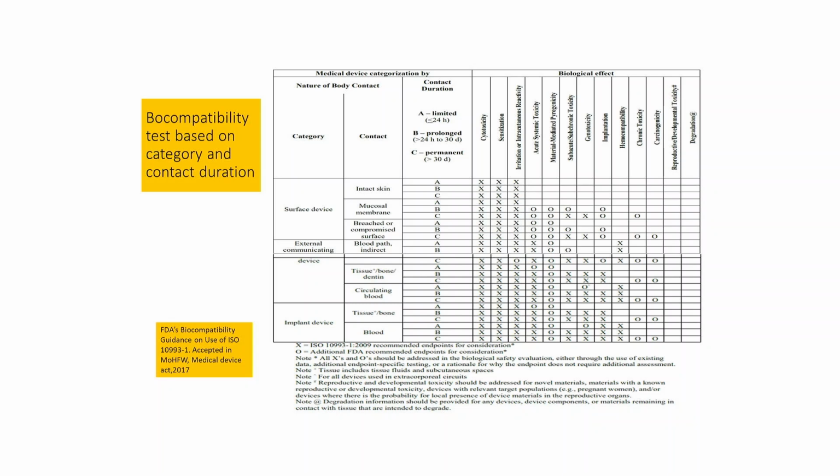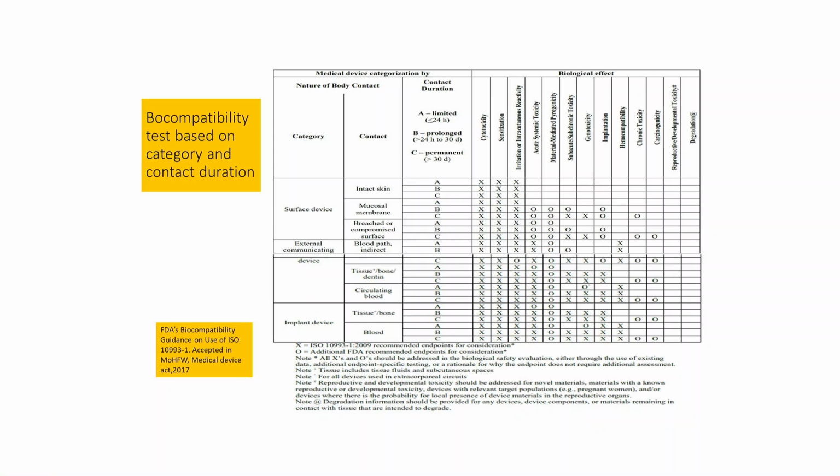If you're looking at devices, tissue constructs, and materials which are in touch with the mucosal membrane, A, B, and C are the three timelines, the duration for which these devices are going to be in touch. You're looking at a range of tests besides the cytotoxicity, sensitization, and irritation tests. You're also looking at acute systemic toxicity, material-mediated pyrogenicity and subchronic toxicity. These are some of the terminologies used for the different clinical tests, right? Next is breached or compromised surface.